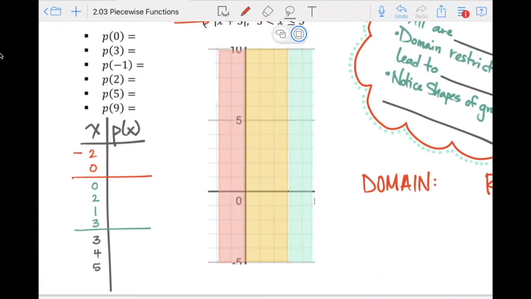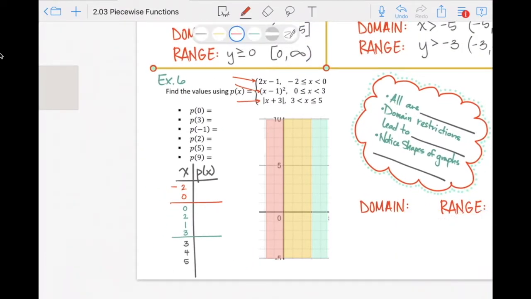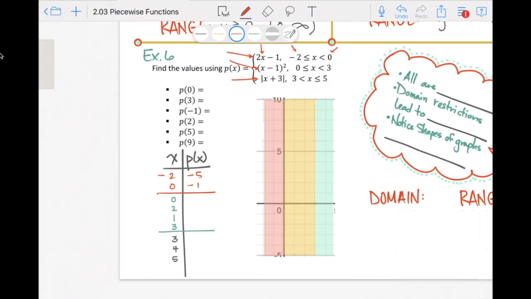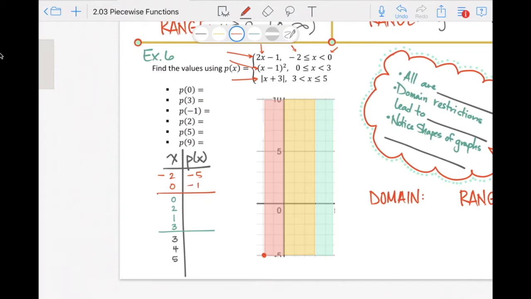Okay, so let's go ahead and plug in some points. For lines, we only need to plug in 2 points. Make sure you plug in the points associated with the restriction. So 2 times -2, I'm plugging it in right here. 2 times -2 is -4. -4 minus 1 is -5. Then 2 times 0 is 0. 0 minus 1 is -1. So let's go ahead and plot those points. It goes -2, -5, so that point is right here. And 0, -1 is right here.